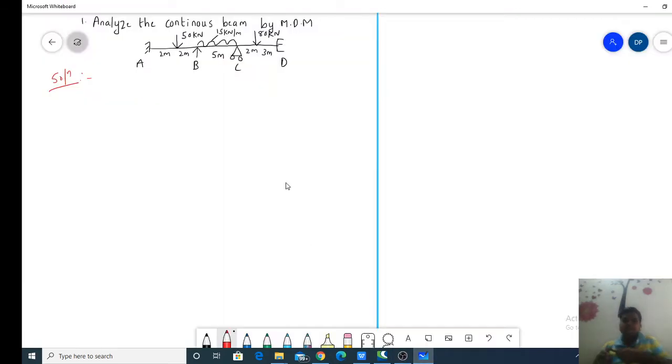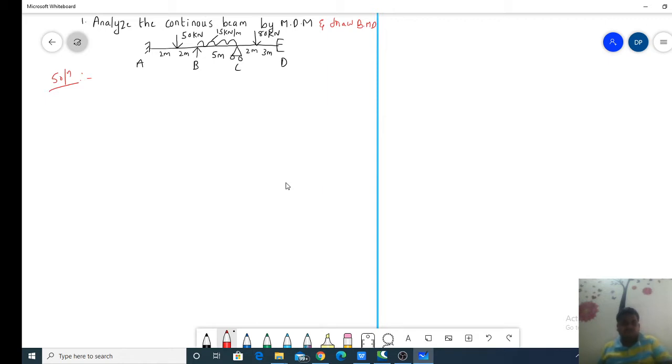Good morning. Today we are with the first numerical using the moment distribution method. It is given: analyze the continuous beam by moment distribution method and draw the BMD. This is the given question. Here you can see the continuous beam ABCD. For span AB there is a 50 kilonewton point load, for span BC a UDL of 15 kilonewton per meter, and for CD one point load.